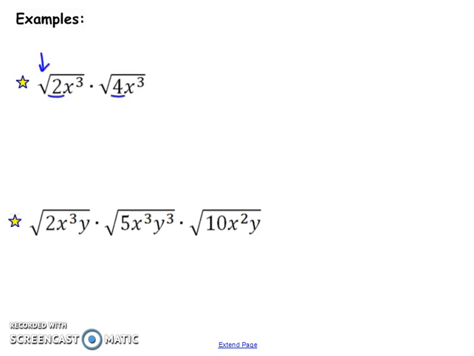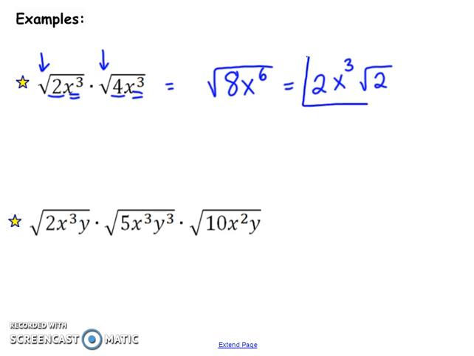Since the indexes are the same, we can multiply these. So this is going to give me the square root of 8. And then x cubed and x cubed is going to give me x to the 6th. Once I have this, I'm breaking it down like we did last class. So the square root of 8 is going to be 2 radical 2. And x to the 6th, I can divide it by 2, and I get x cubed.